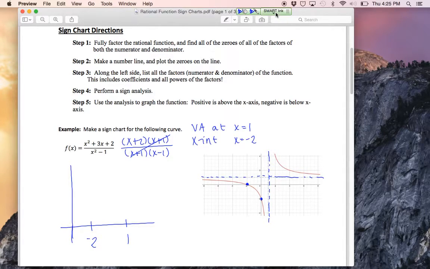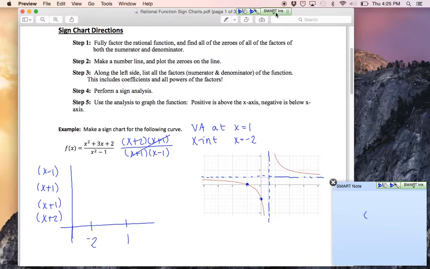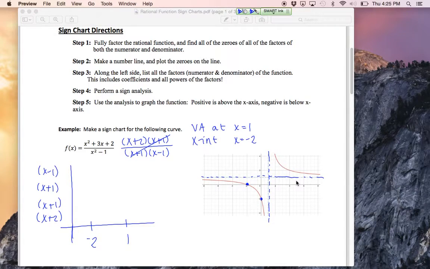This includes coefficients and all powers of the factors. So I'm going to list x plus 2 times x plus 1, because those are from the numerator, even though I crossed it out, x plus 1 and x minus 1 here. Now the idea is, I want to determine this function when it's from -2 down here to -infinity, is it going to be above or below the graph?